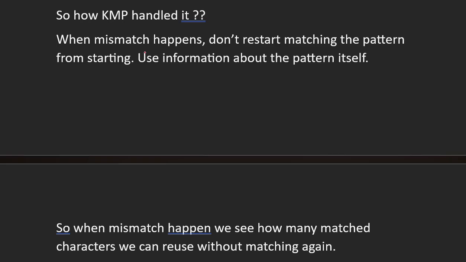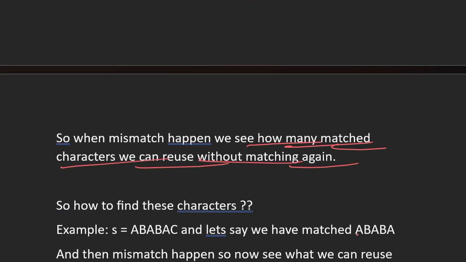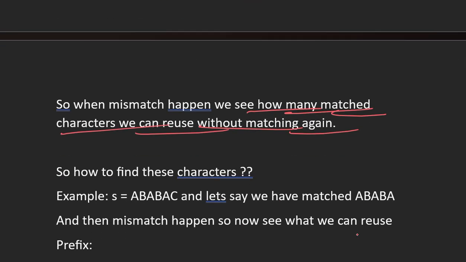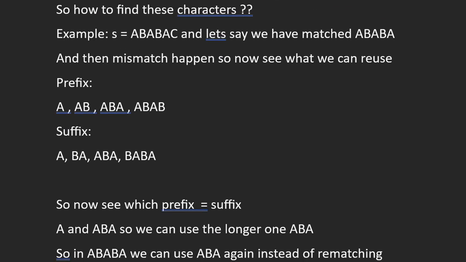Whenever a mismatch happens, KMP does not restart matching the pattern from the starting index. What it does is use the information from the pattern. Whenever a mismatch happens, we see how many matched characters we can reuse. So instead of starting from index number 0, we see how many characters we can reuse. So the next question is how to find those characters which we can reuse.